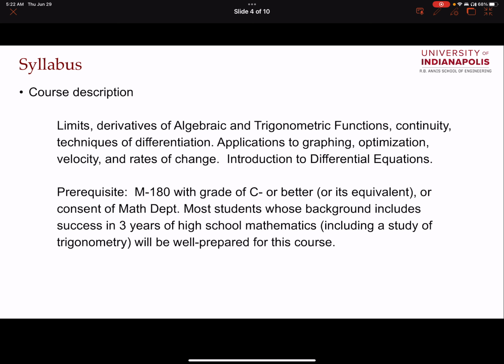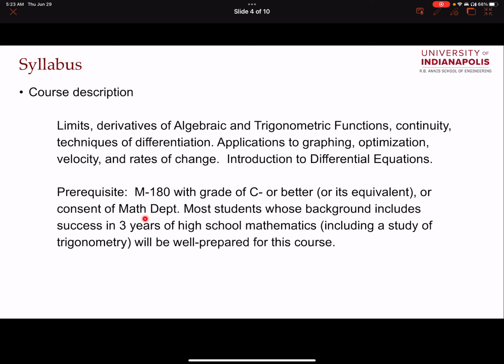These are some regular information, the course description. We're going to talk about limits, derivatives of algebraic and trigonometric functions, and continuity. We're going to look at what the continuity of a function is, techniques of differentiation, and also most importantly, you're going to learn applications of differentiation. You will learn graphing, optimization, and applications like velocity and rate of change. And then we will introduce differential equations.